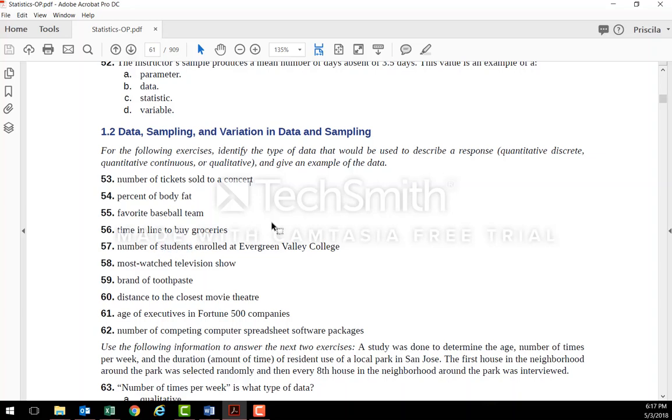Number of students. Can you have half of a student? I sure hope not. Can you have 1/4? Can you have 1/8 of a student? No. So in this case, it's going to be quantitative discrete. You count whole numbers, okay? Then let's just do a couple more.